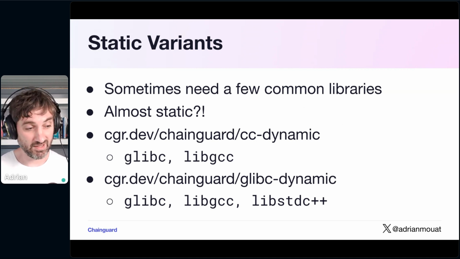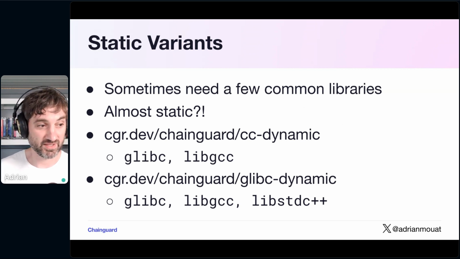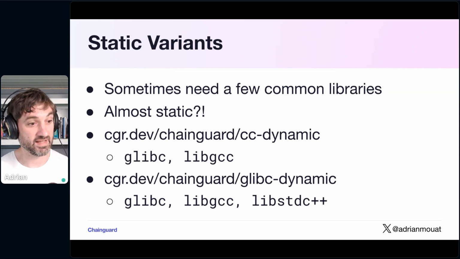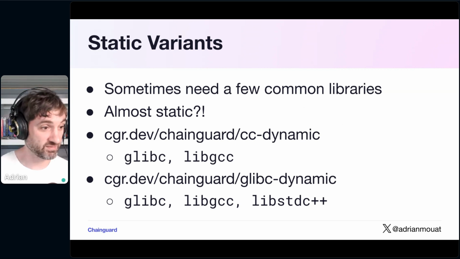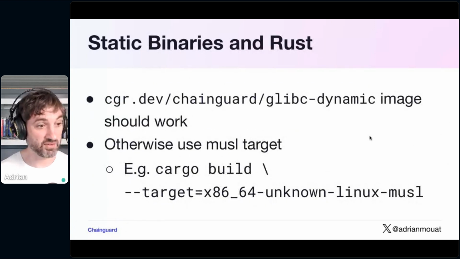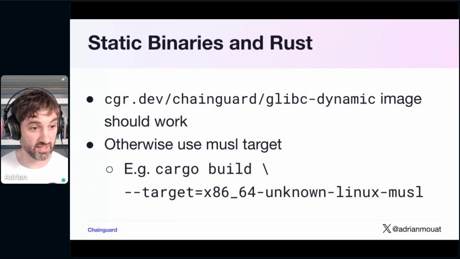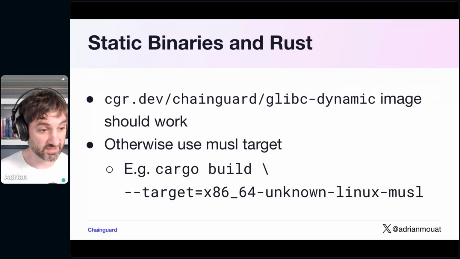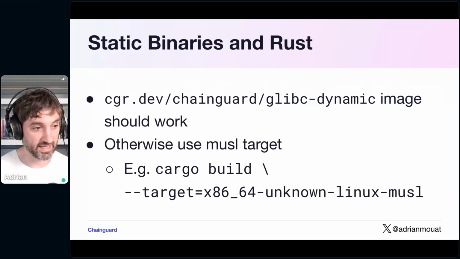Now, that being said, there's also, well, why don't we create an image with just the really common libraries in it? And that's what we've done. So there's also images called CC Dynamic and glibc Dynamic that contain a few more libraries. And one case that's really useful is Rust, if you don't want to compile against musl. So if you are using Rust, you can probably just use the Chainguard glibc Dynamic image. This does depend a little bit on which Rust modules you use, because they could be dependent on other libraries. Otherwise, you can use the musl target in Rust, and that will produce a completely static binary.